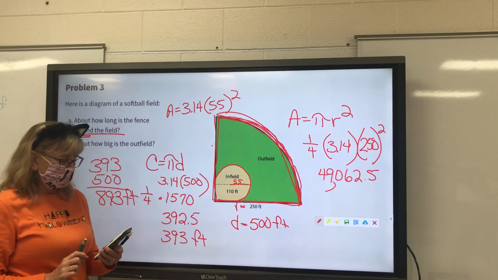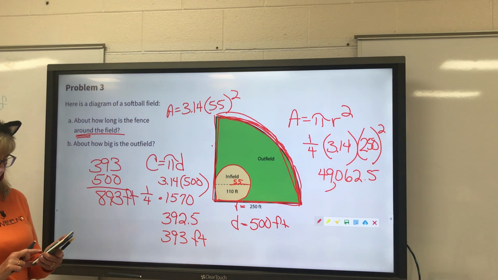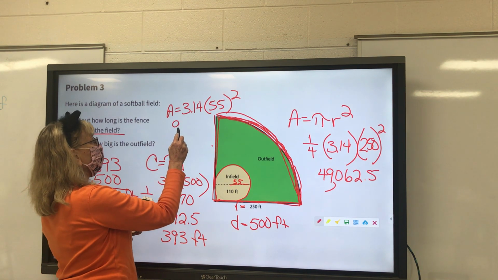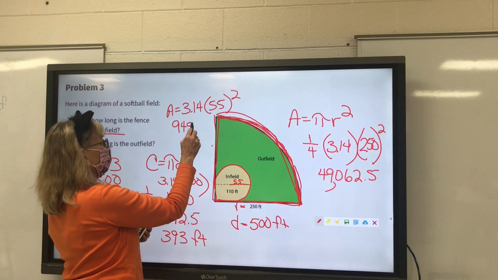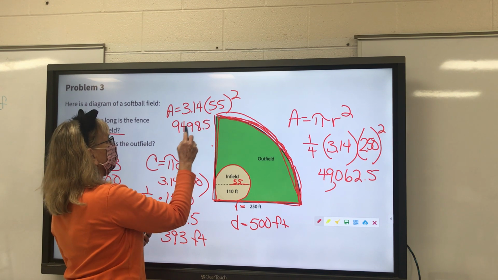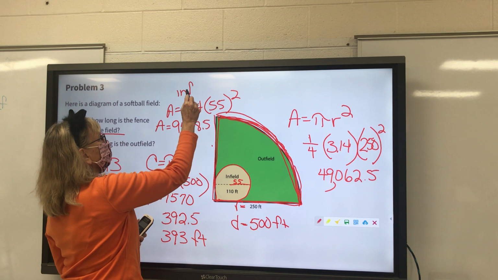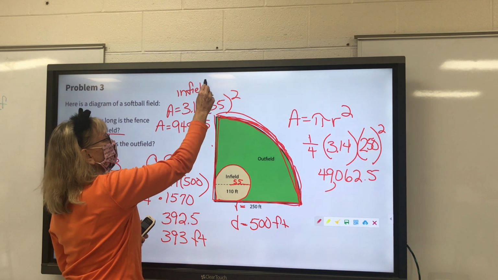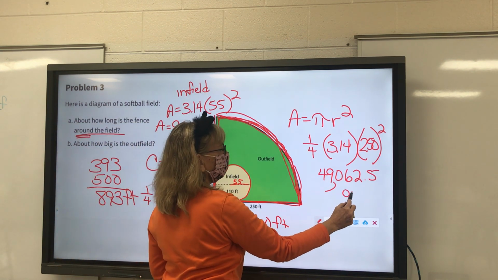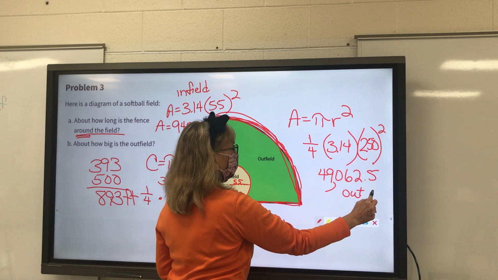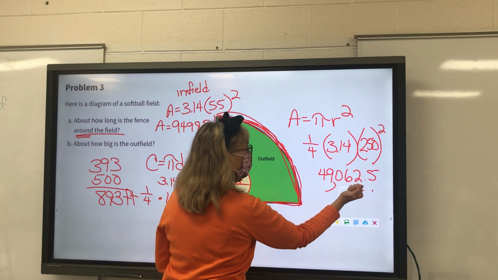So take out your calculators, 3.14 times 55 squared, 9498.5. Okay, that's the infield. So this is the infield. This is the outfield. No, this is the whole field. Yeah.